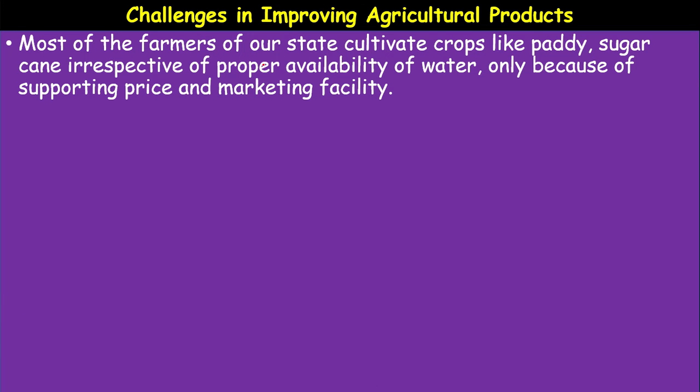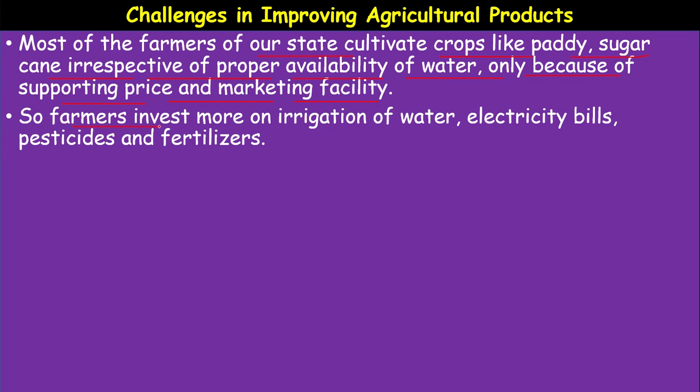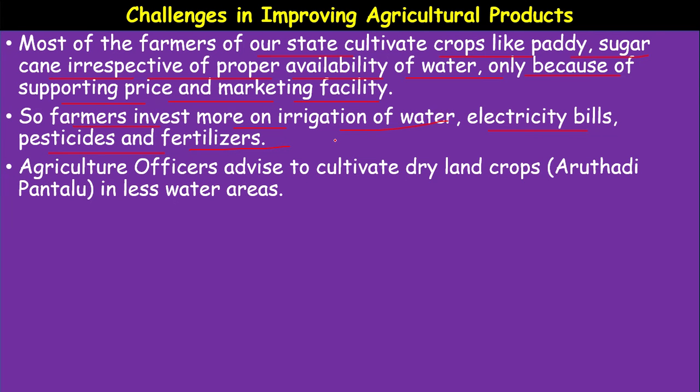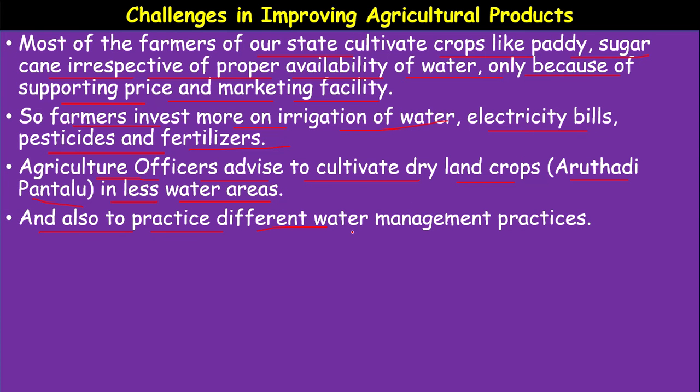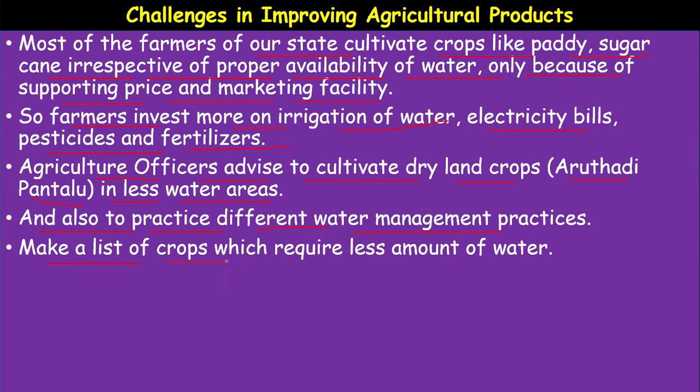So, most of the farmers of our state cultivate crops like paddy and sugarcane, irrespective of proper availability of water, only because of the supporting price and marketing facility. So, the farmers invest more on irrigation of water, electricity bills, pesticides and fertilizers. Okay. So, the agriculture officer advised to cultivate dry land crops, called Arudhari Pantalu, in less water areas or in drought areas, and also to practice different water management practices. So, make a list of crops which require less amount of water.